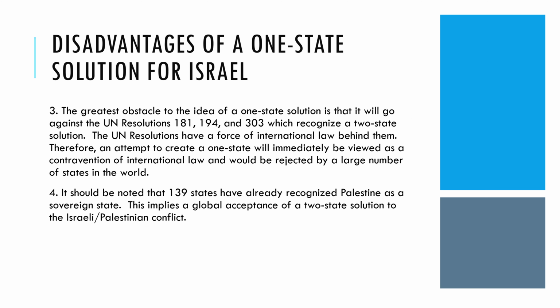The greatest obstacle to the idea of a one-state solution is that it will go against the UN resolutions 181, 194, and 303, which recognize a two-state solution. The UN resolutions have a force of international law behind them. Therefore, an attempt to create a one-state will immediately be viewed as a contravention of international law and would be rejected by a large number of states in the world.